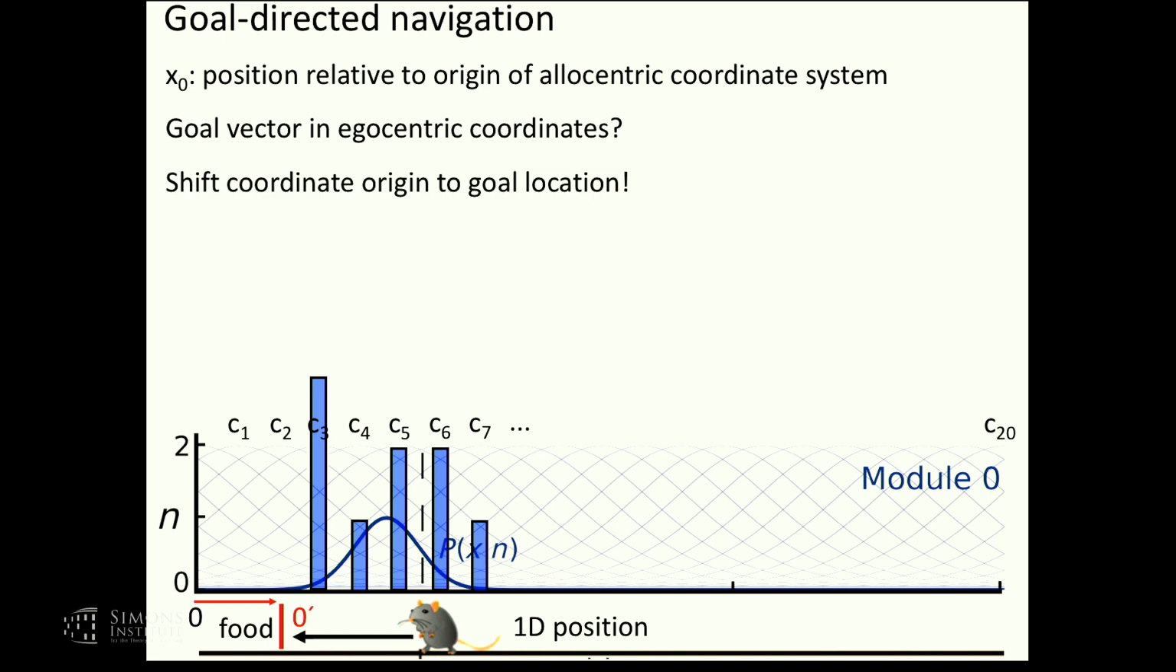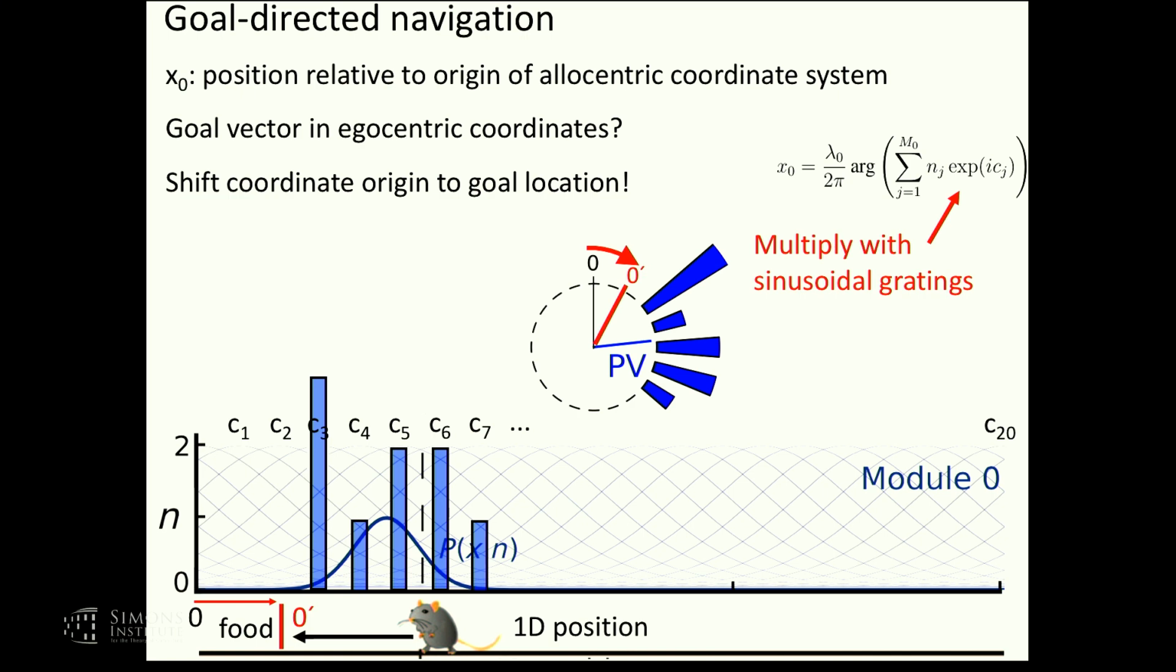Then what it could do is, if it shifted the origin from this position to that one, then its allocentric coordinates in this new coordinate system is exactly the distance to the food source. So the question then is, how can it move the origin? And moving the origin in the spatial system is the same as rotating the origin in the circular arrangement. And now rotating this population vector corresponds to multiplying these activities with sine or cosine gratings.